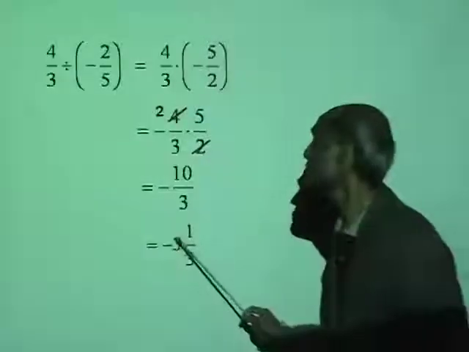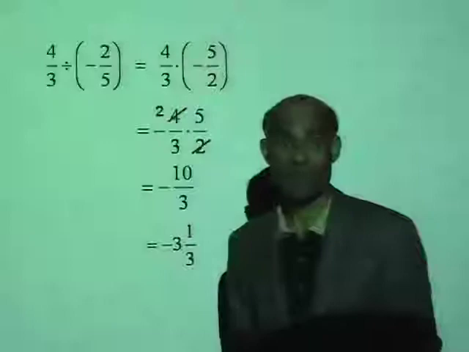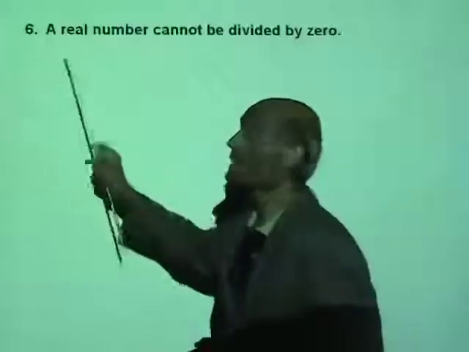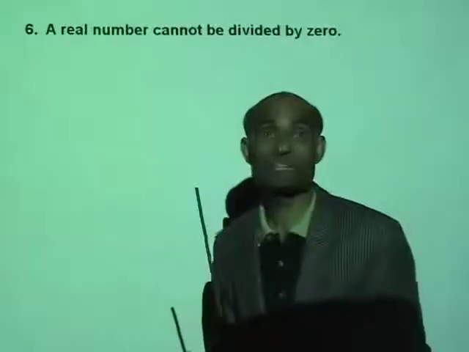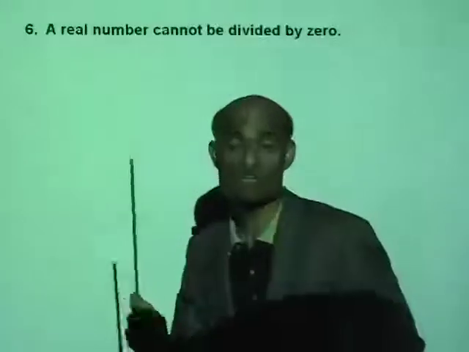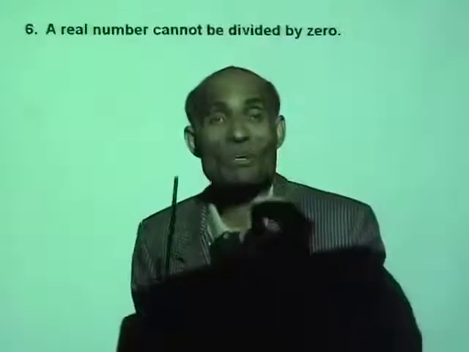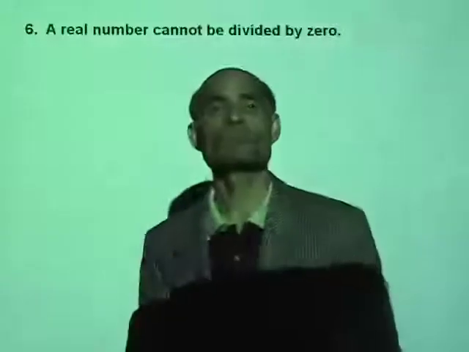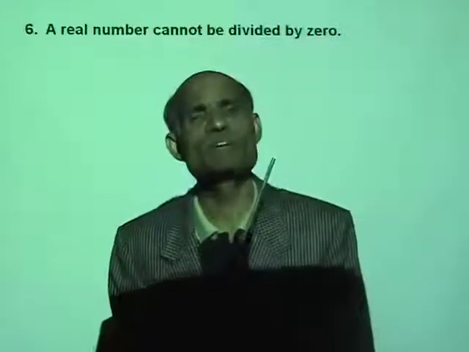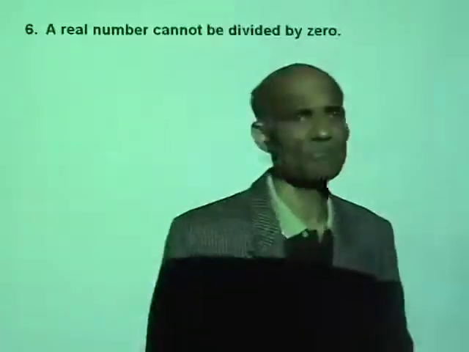That is negative 3 and 1/3. Okay, another one. A real number, that is property number 6. A real number cannot be divided by 0. Now, why can't a real number be divided by 0? Let me see if I can show that to you.